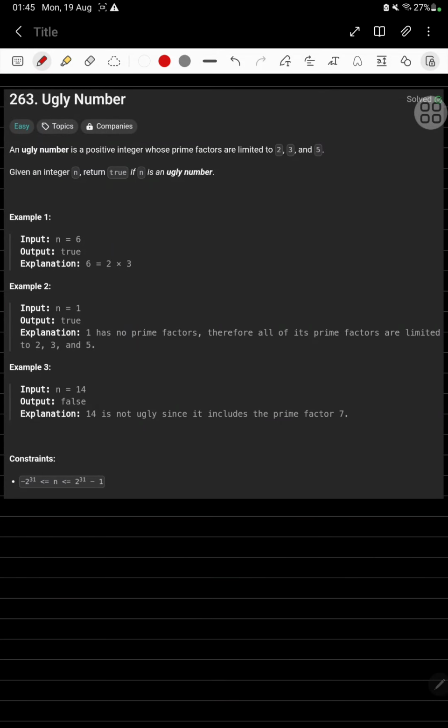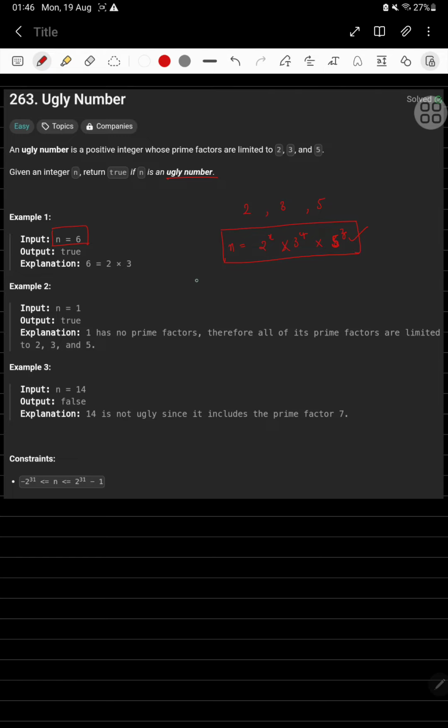The question says, given an integer n, we need to find if it is an ugly number or not. Now, what is the definition of an ugly number? The only prime factors that it should have are 2, 3, 5. So whatever that n is, if it is equal to 2^x * 3^y * 5^z and no other prime factors, then we'll say that it is an ugly number.